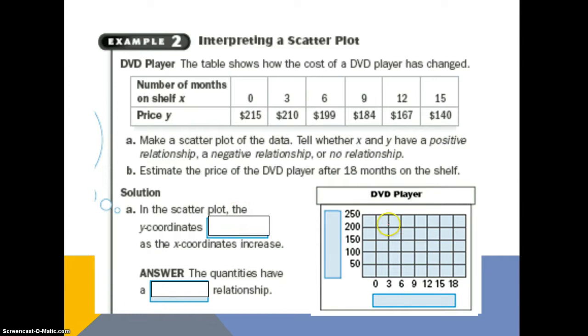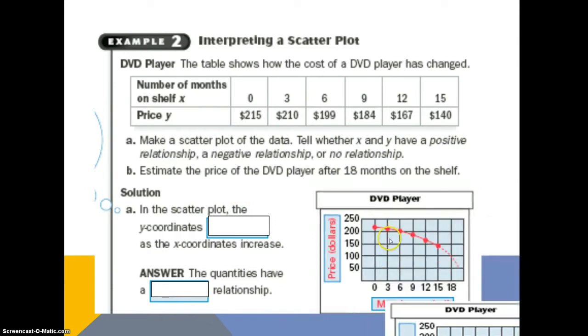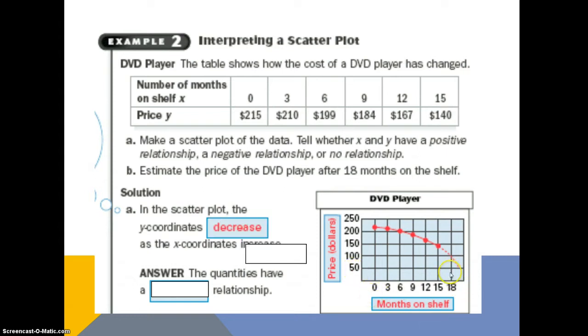Let's do that now. I'll show you that. Now, they did not connect it, by the way. This is not connected. The only reason you see this line is because of what they're going to ask you to interpret. It's just that they're showing you the trend. So we made a scatter plot of the data. You can see that as the y coordinates decrease, so the price is decreasing as the number of months on the shelf is increasing.